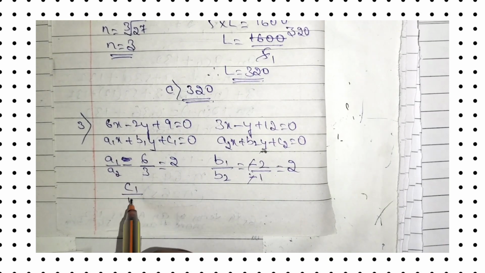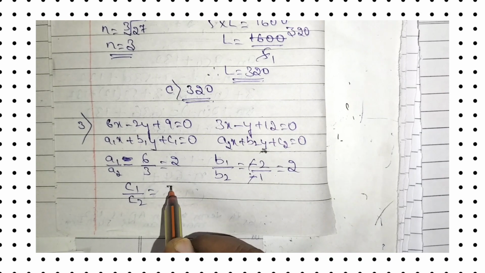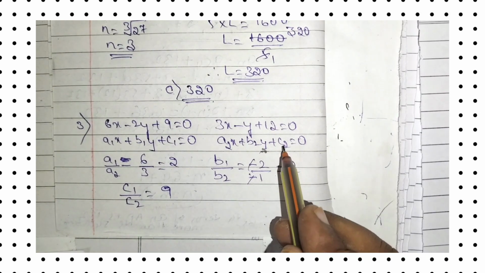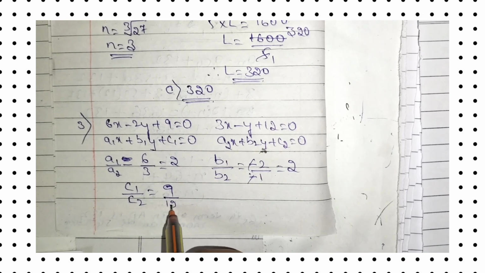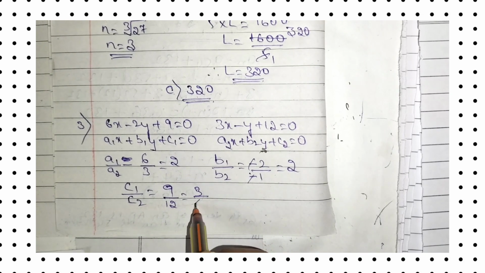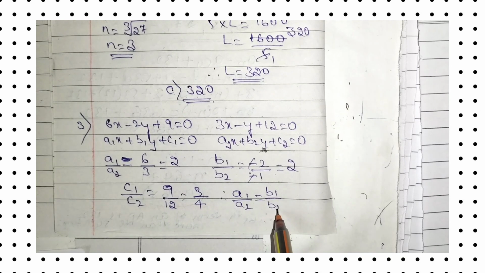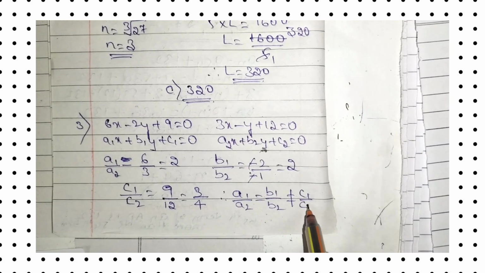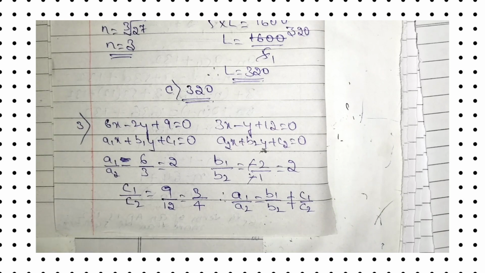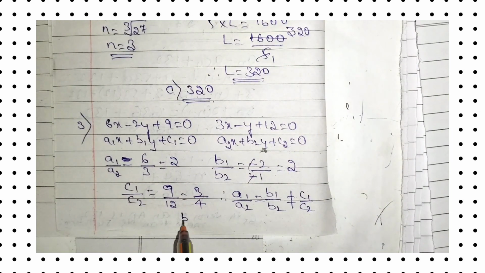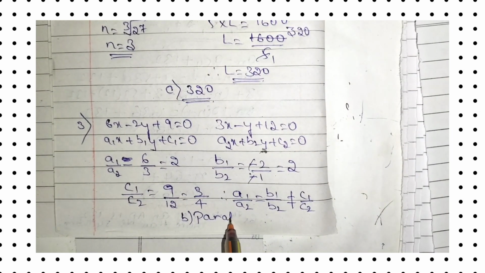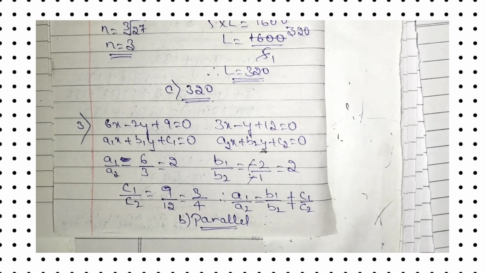Then C1 by C2. C1 is 9 and C2 is 12. 9 by 12 is equal to 3 threes are 9, 3 fours are 12, so 3 by 4. Therefore, A1 by A2 is equal to B1 by B2 but not equal to C1 by C2. Therefore, the two lines are parallel. So, parallel is option B. Option B, parallel is the right answer.